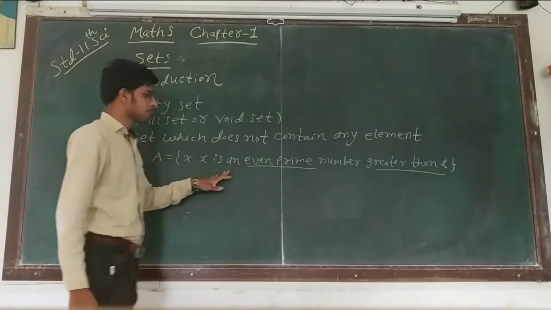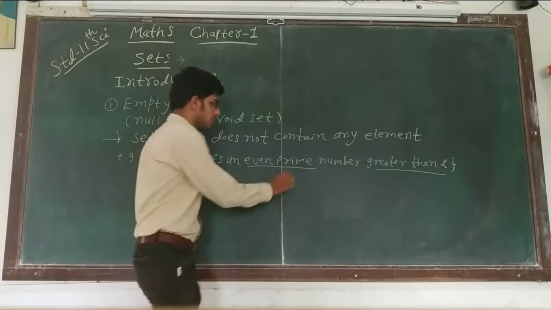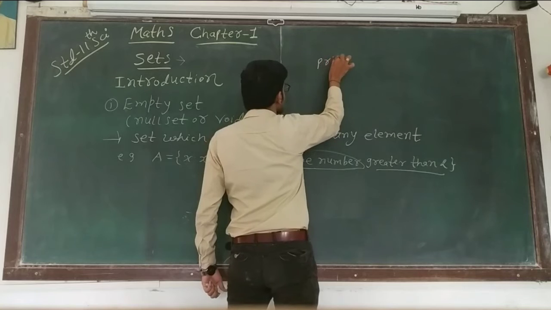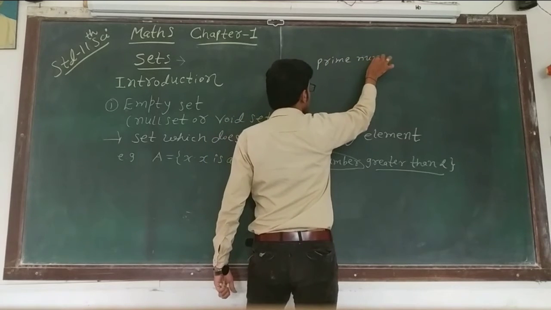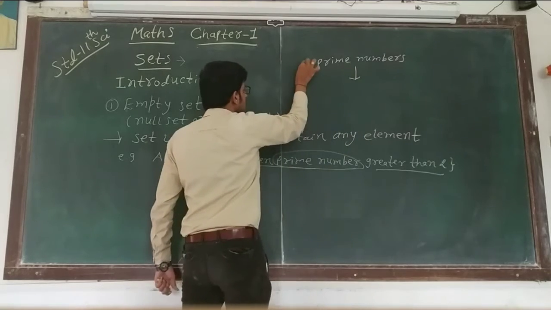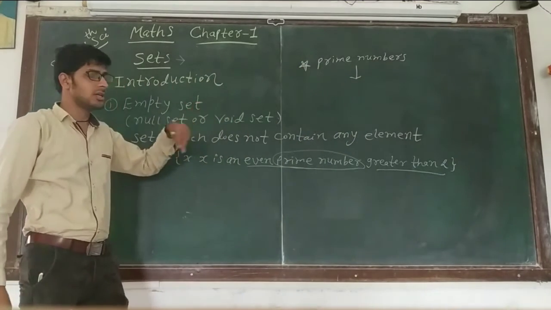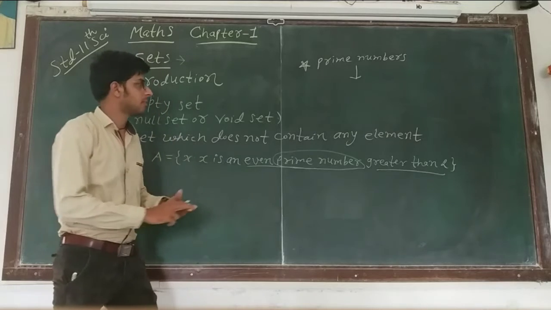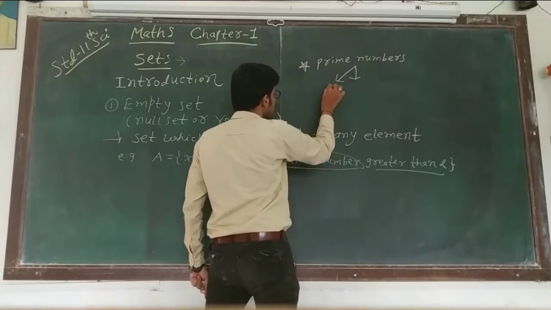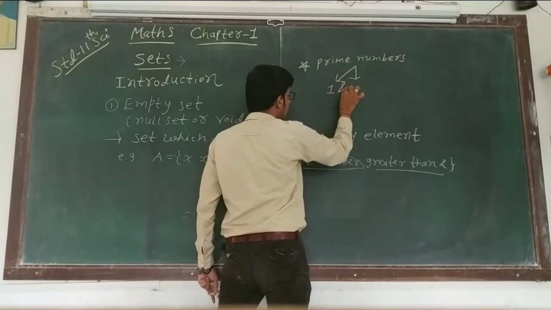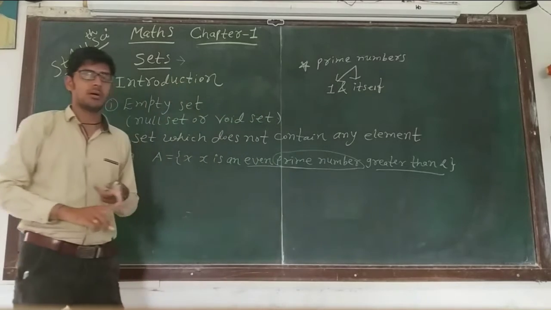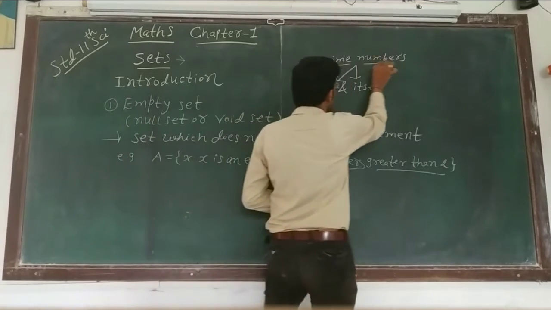First of all, what is the meaning of prime numbers? A prime number has only two factors: first is 1 and the number itself. It is called a prime number.